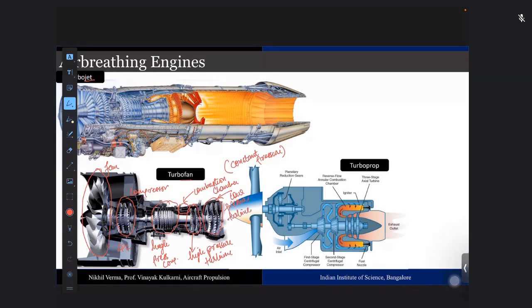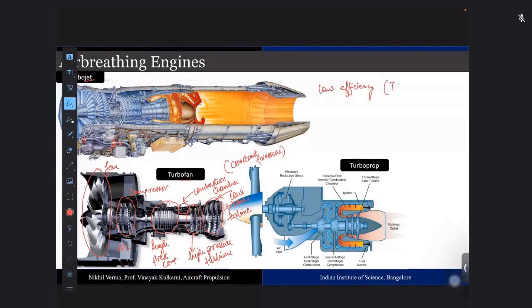Yeah. So the turbojet engine is very similar to turbofan. Only the difference is we don't have a fan to generate extra thrust. So these turbojet engines have low efficiencies as compared to. Okay, efficiency does not make much sense in air breathing engines.